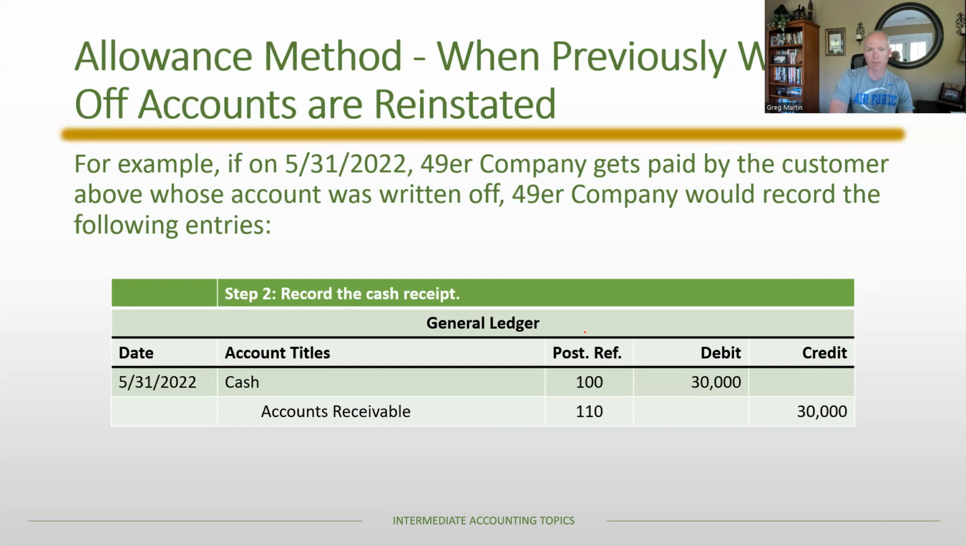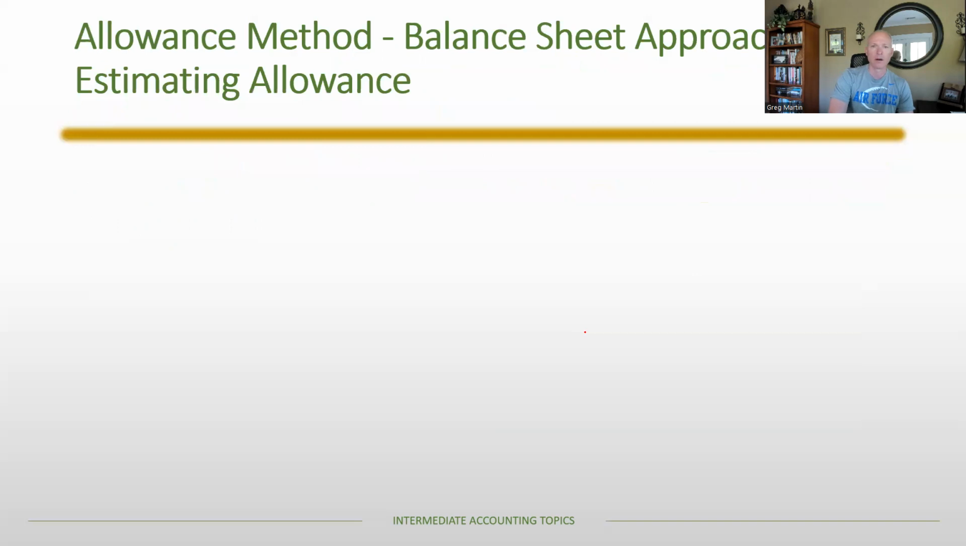So it's sort of a little two-step process. All right, so now let's figure out how we actually calculate this stuff. In other words, I just gave you an amount, 250,000. The question is, where do we come up with that? So what are the different approaches that we can use to estimate that allowance account?